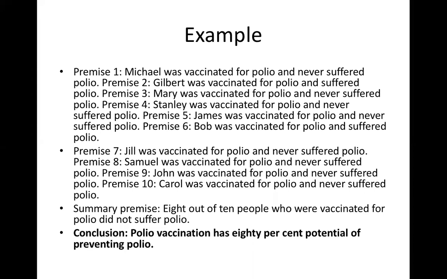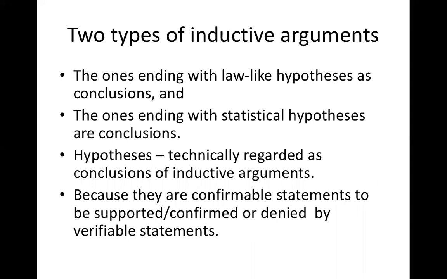80% potential. So 8 out of 10 people is 80%. So that conclusion is a hypothesis, and it is being confirmed by the premises. So that's an example of an argument with statistical hypothesis as the conclusion. So we have 2 types of inductive arguments: the ones ending with law-like hypotheses as conclusions and the ones ending with statistical hypotheses as conclusions.